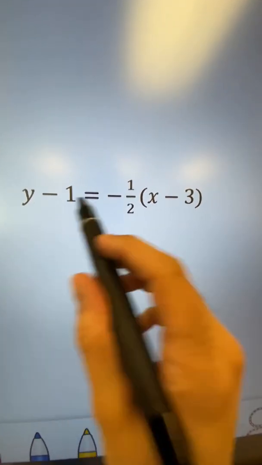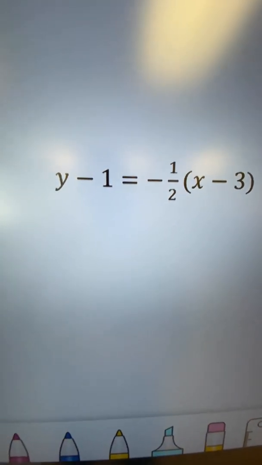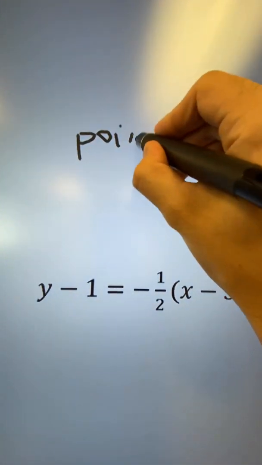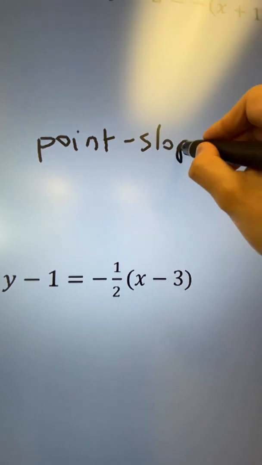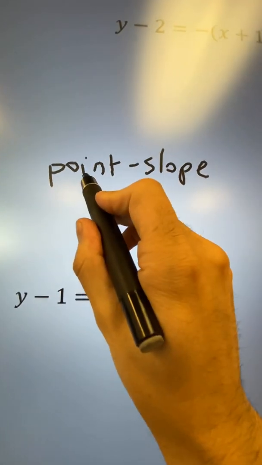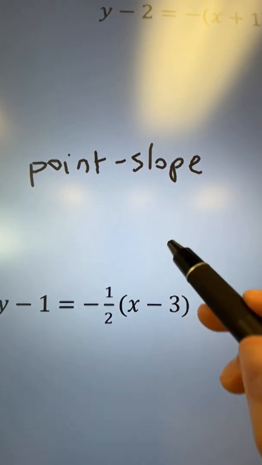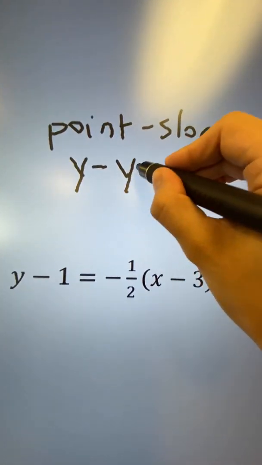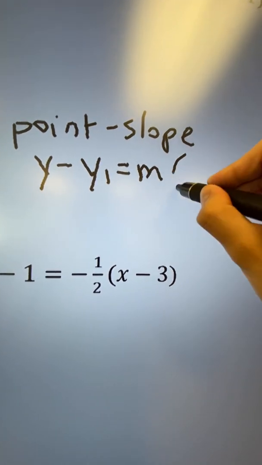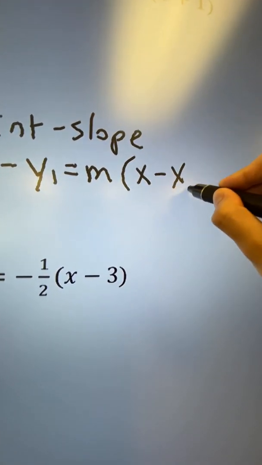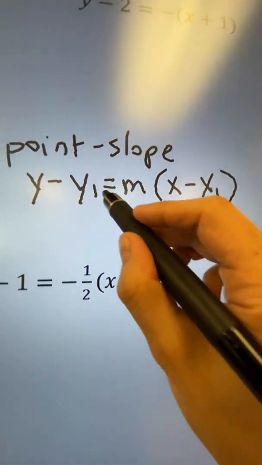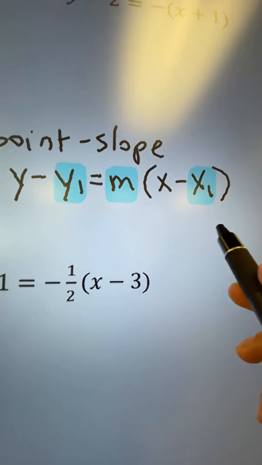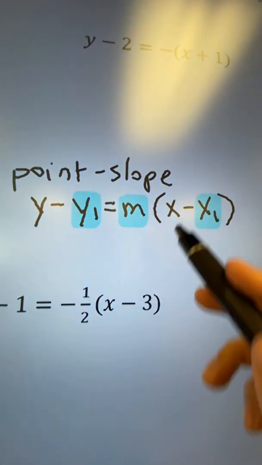To graph this equation here, we've got to first recognize that this is actually something called point-slope format. Point-slope format is called point-slope for a specific reason, because you're able to identify a point on the line and the slope of the line. And this is what the format looks like. It's y minus y1 equals m parentheses x minus x1, such that this y1, x1, and m are going to help you identify the point on the line and the slope.